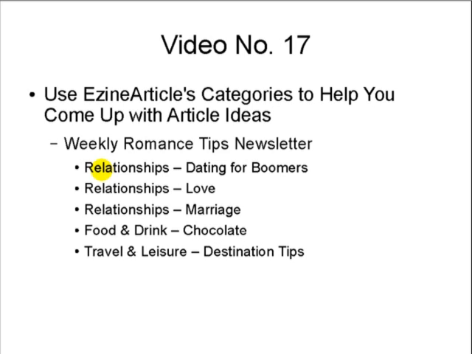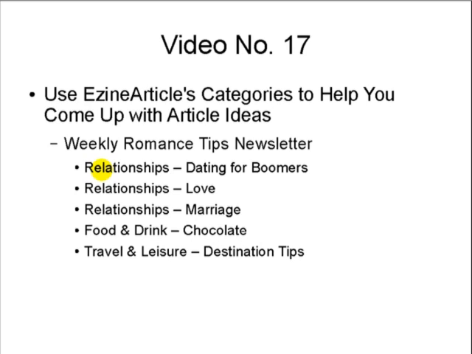And I was writing a lot of articles in the relationships category: relationships, dating for boomers, love, marriage. And quite frankly, I got a little bit tired of writing in the relationship category. So I went through the other EzineArticles categories to see if there was anything I could write on. I would just go through each category and say, is there a romance tip here? Is there a romance tip here? And when I got to the food and drink category, I saw there was a subcategory on chocolate, and that was an aha moment. Of course you can talk about chocolate when it comes to romance. And so I wrote three or four articles to place in the food and drink category.